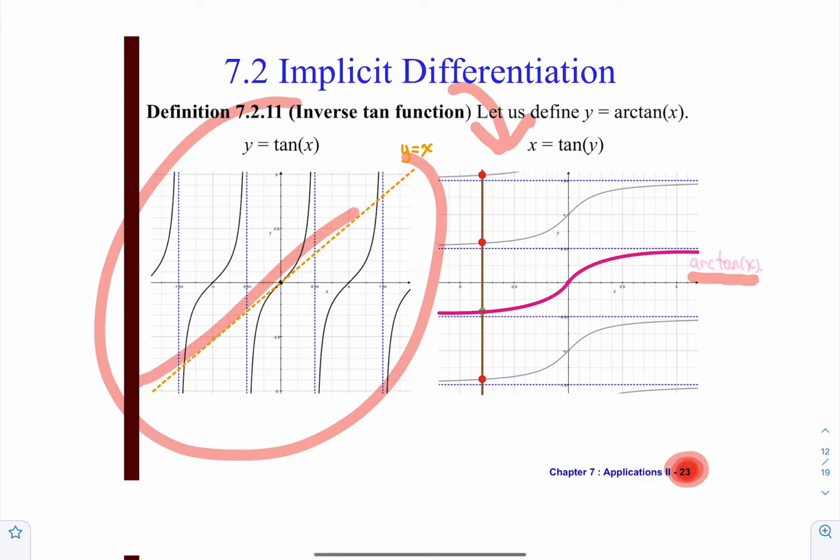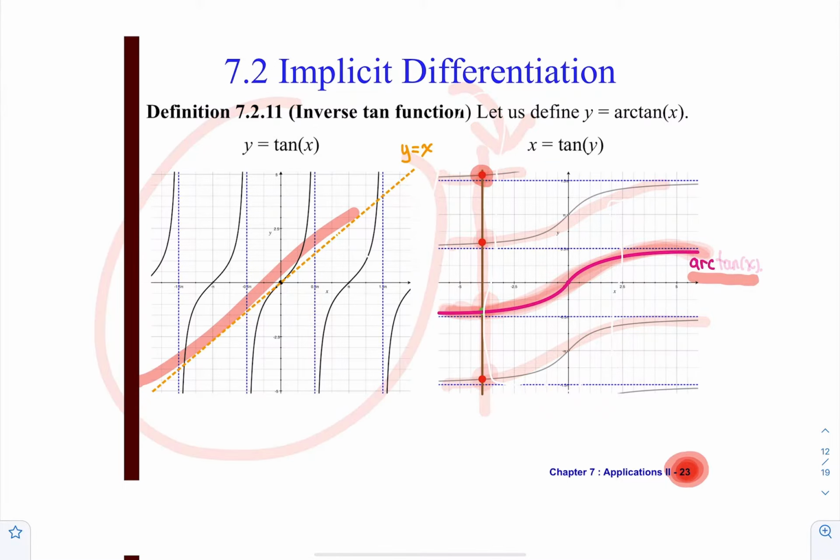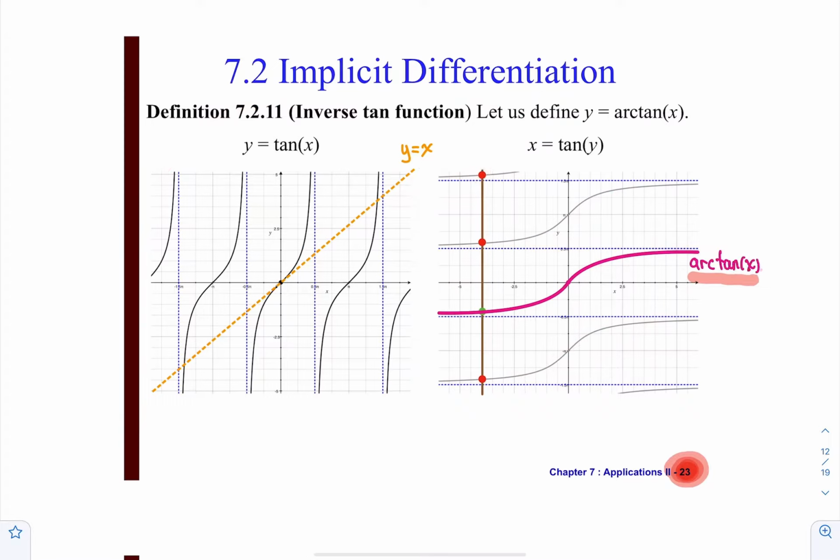The mirror image of the graph of tan of x will give you this gray curve in the Cartesian plane. But this gray curve is not the curve of a function by the vertical line test. So we only keep the middle one to define the arctan of x. Only the middle curve, the one that goes through the origin, is going to be called arctan. That one only is arctan of x.